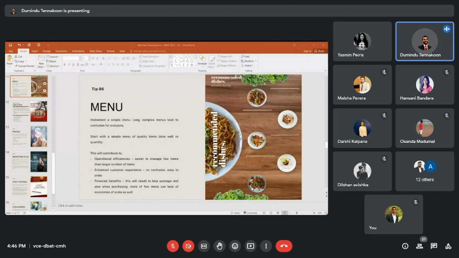So tip number 6 is about the menu. So many times we have seen very complicated menus, when the menu is given, it's like a newspaper. You look for appetizers, you look for mains, there's a different rice section, a different chicken section, and under the rice section there's fried rice, under the chicken section there's chicken fried rice.